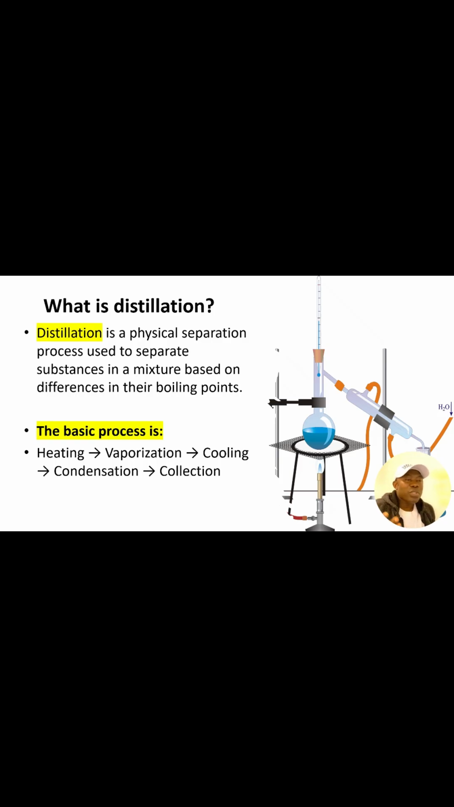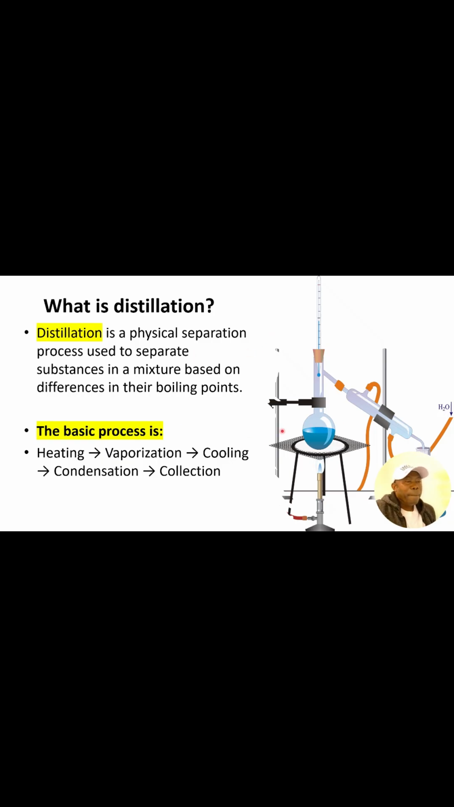Now, distillation is a separation. We know distillation as a physical separation process used to separate substances in a mixture based on differences in their boiling points. So if you heat the substance, it boils up, it changes from liquid to gas, and based on different boiling points, the substances get separated.